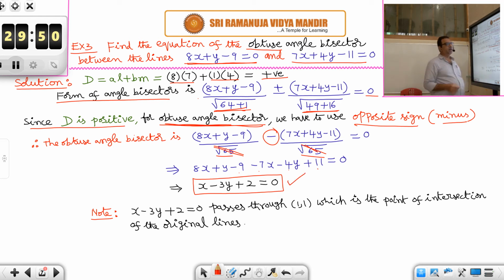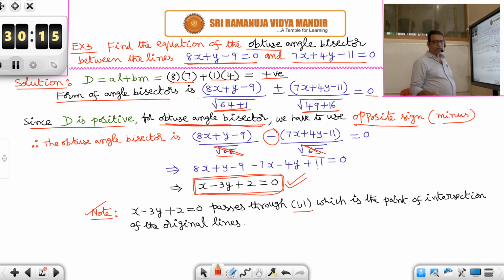The original lines' point of intersection is 1 comma 1. This line also must pass through 1 comma 1. Is it passing through 1 comma 1? 1 minus 3 plus 2 is equal to 0. Yes, it is passing through 1 comma 1. That is what I have written in the note. So the obtuse angle bisector between the lines is x minus 3y plus 2 is equal to 0.